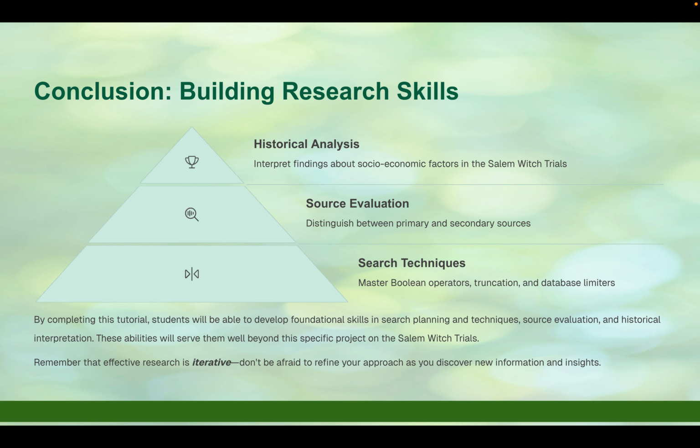To wrap up, let's reflect on what you've gained. You've practiced historical analysis by examining socioeconomic influences in the Salem witch trials. You've learned to evaluate sources and distinguish between primary and secondary materials. And you've gained confidence using Boolean operators, truncation, and database filters. Remember, effective research is iterative. You'll rarely find everything you need on the first try. So be ready to adapt, adjust your searches, and think critically as you uncover new insights.